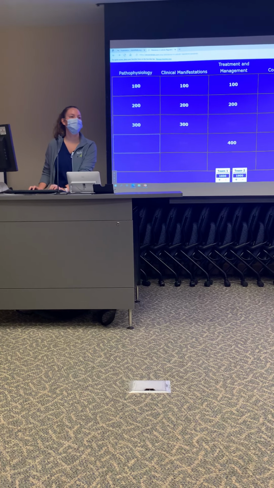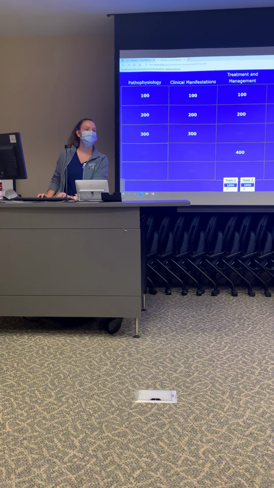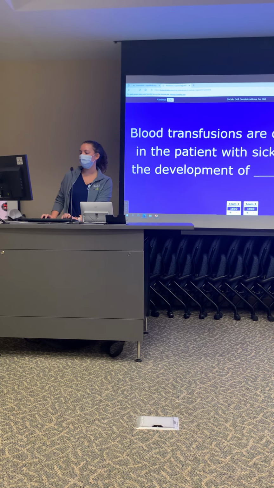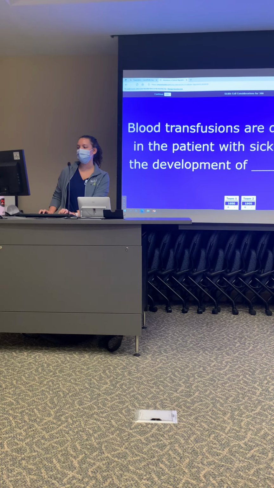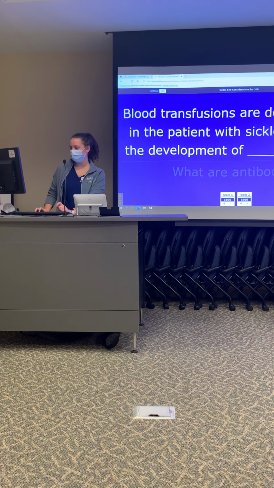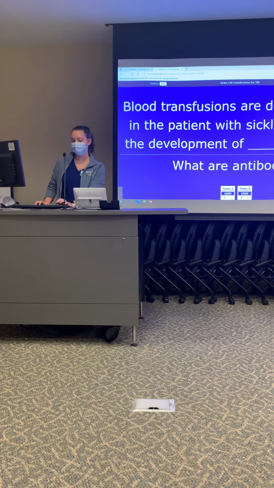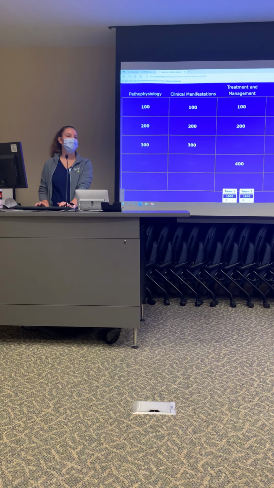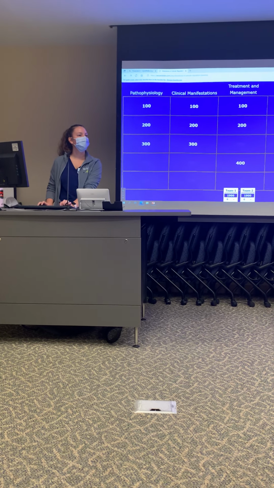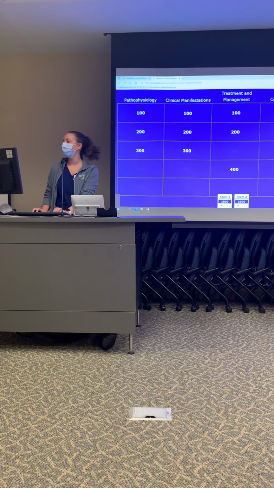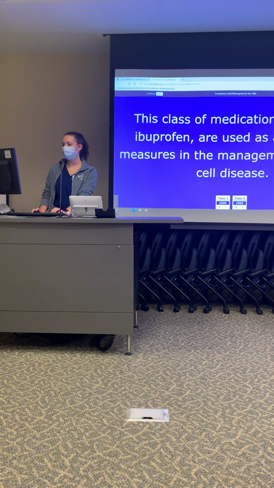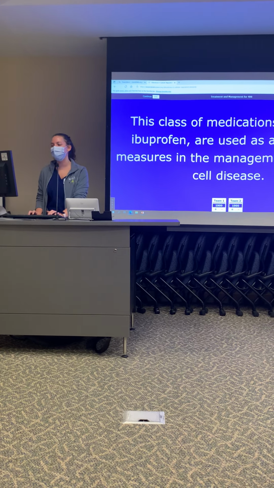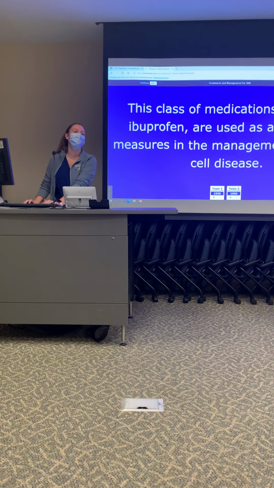All right, team 1. Sickle cell considerations for 300. Blood transfusions are done sparingly in the patient with sickle cell due to the development of blank to red blood cells. Antibodies. Close one. Treatment for 400. This class of medications, such as ibuprofen, are used as adjunctive measures in the management of sickle cell disease.